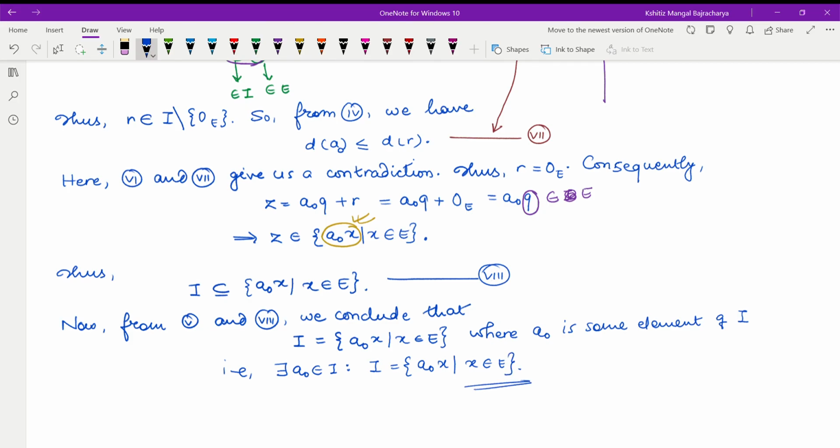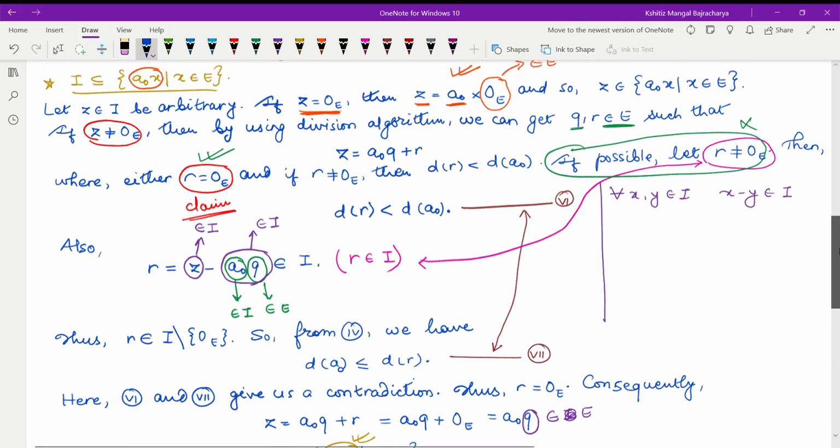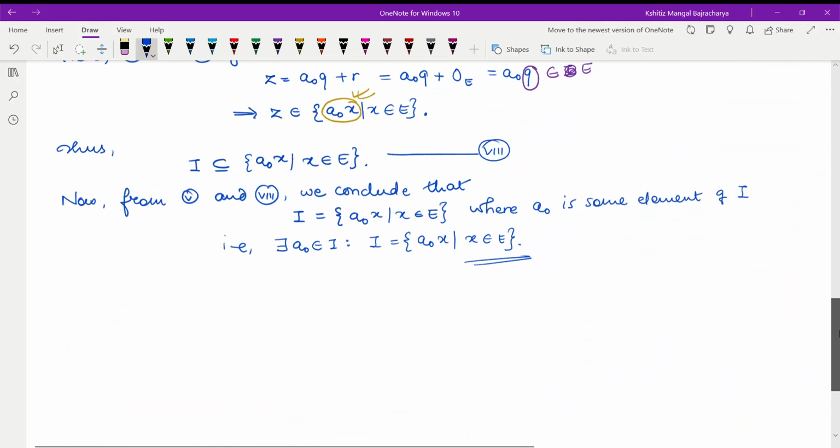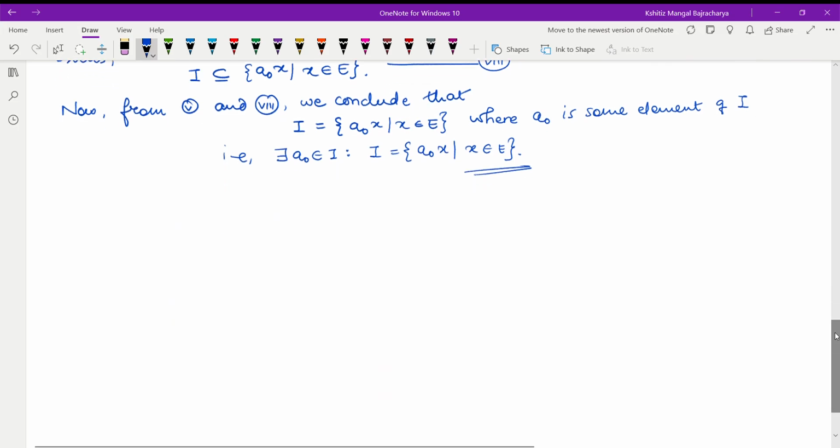This is what we were supposed to do, and that's all for this video. In the next video we're going to show that every Euclidean domain has a unit element, or a multiplicative identity. Thank you very much.